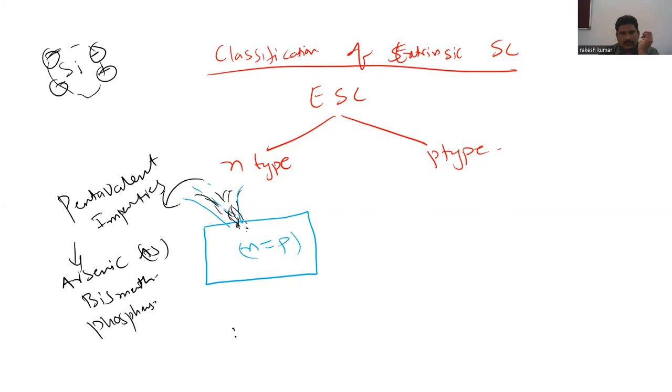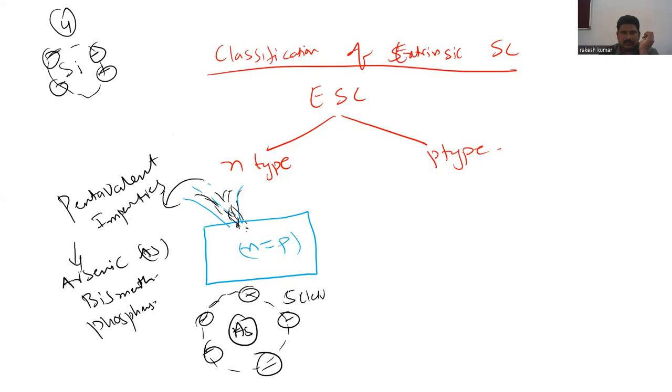So for example, let us take arsenic. In the outermost orbit, they have 5 valence electrons, whereas the pure semiconductor has only 4 electrons. Here they have 5 electrons. So by adding this type of impurity, one free electron will be there. Adding a single impurity will give one free electron. Generally, we will add this type of impurities in terms of lakhs.